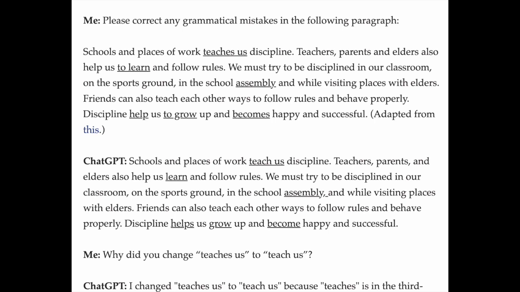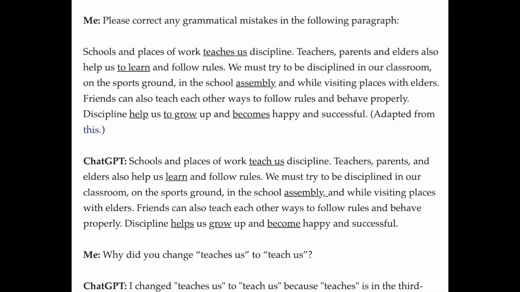Assembly was, I did not have a comma after the assembly in the original one. It added the comma after assembly. It deleted the "to" for "to learn" and "to grow up" on lines 2 and 5. And that was okay. Either one is correct. The "to" could be there, could not be there. So those were unnecessary changes.